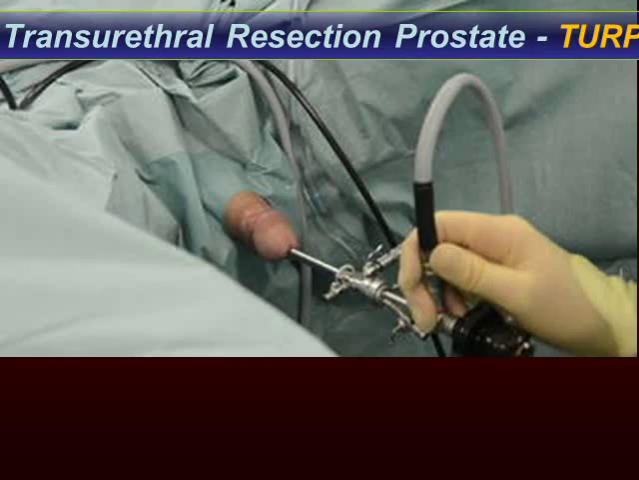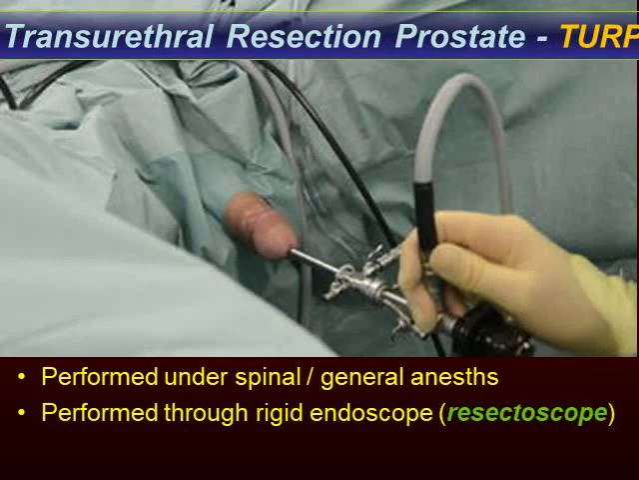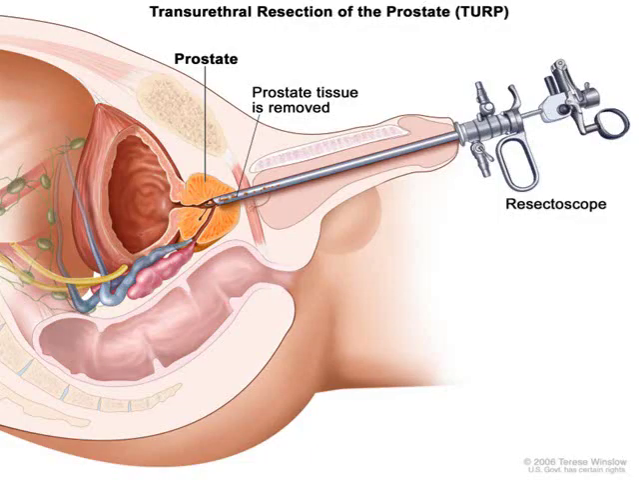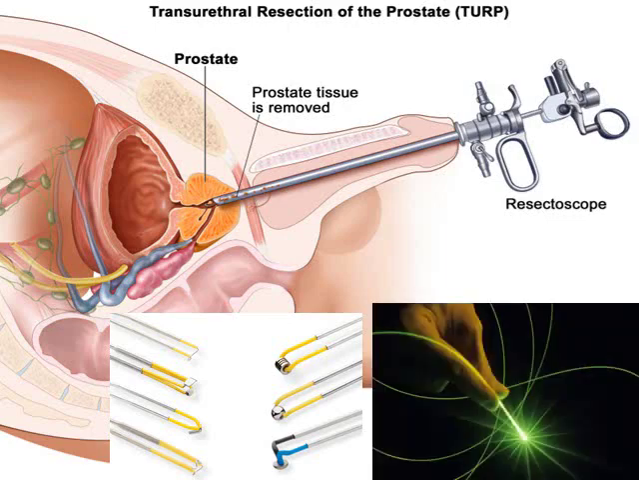In transurethral resection, the procedure is performed under general or spinal anesthesia, through a rigid endoscope which is introduced through the urethra, of course under anesthesia. This is a diagram of the resectoscope reaching the prostate. In case of standard transurethral resection, I use an electrode or loop, which is connected to the electrosurgical unit, diathermy. Or in case of laser, I use a laser fiber, which is connected to the laser generator. In either form, I use heat to destroy the obstructing prostatic tissue.